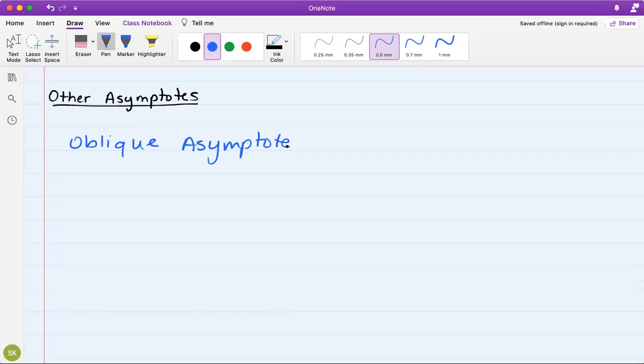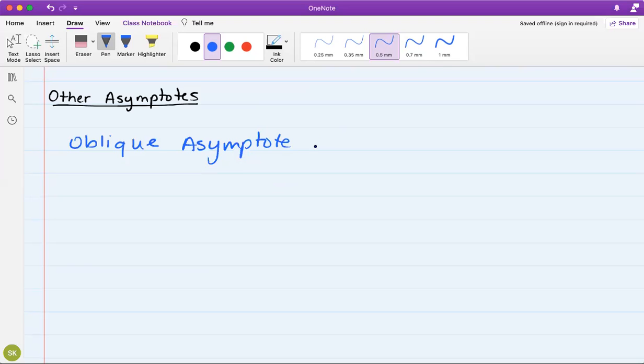And it's interesting that you can have vertical asymptotes and horizontal asymptotes. You can have vertical asymptotes and an oblique asymptote, but you can't have a horizontal asymptote and an oblique asymptote. You're always going to have one horizontal asymptote or one oblique asymptote, or no horizontal asymptotes or oblique asymptotes. So we're going to learn about this and how we can find it.